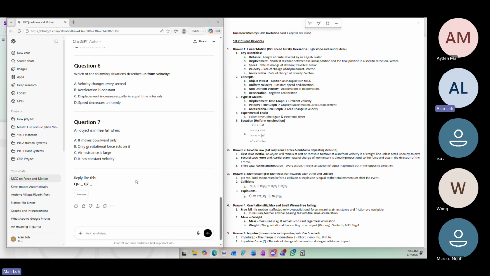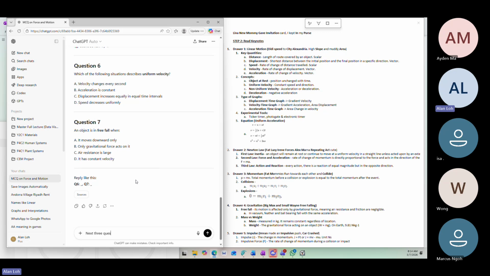Which of the following situations describes uniform velocity? Still drawer 1. An object is in free fall when, this is drawer 4, gravitation. Next. Okay, we got an answer from Aiden.